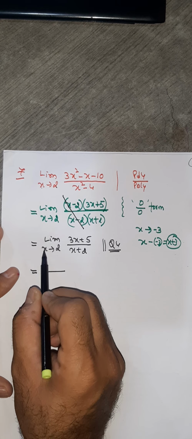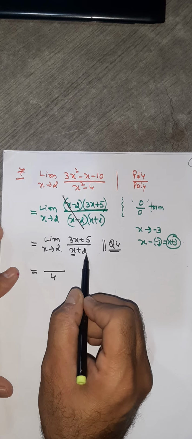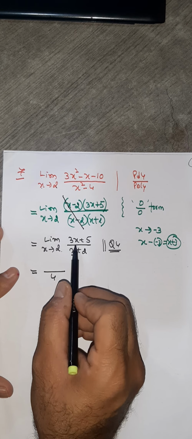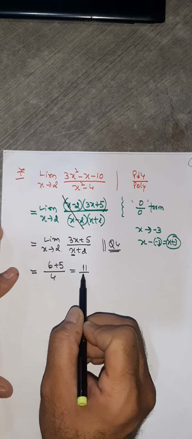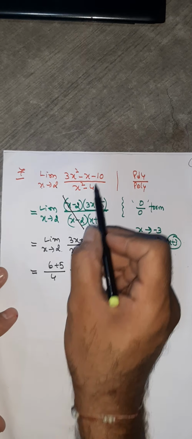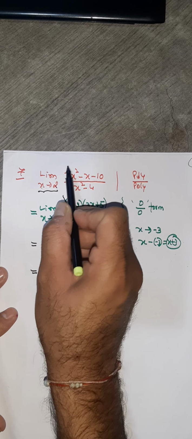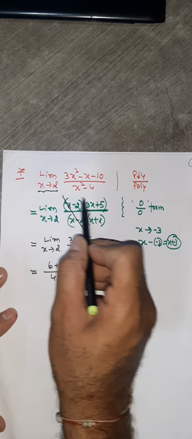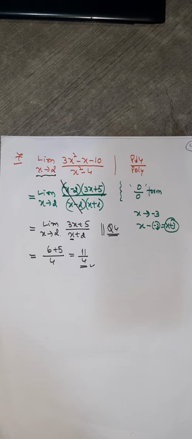I'm applying the limit. As x tends to 2, I'm putting 2 here. 2 plus 2, 4. Here 3 into 2, 6 plus 5. So what will we get here? 11 by 4. That is the required limit. 11 by 4 is the required limit. What is the meaning of this? It means whenever x is very close to 2, then this function is very close to 11 by 4. Fine? Okay.